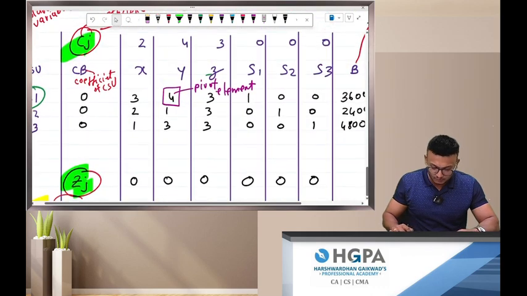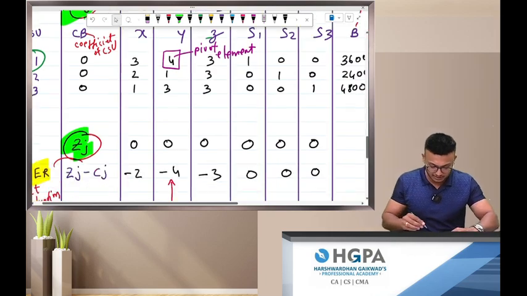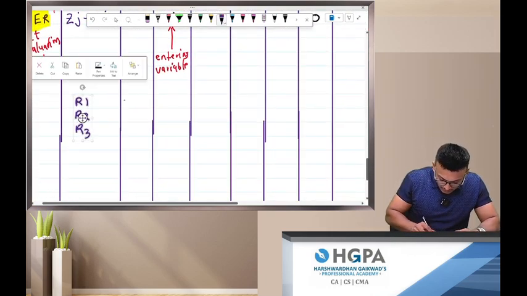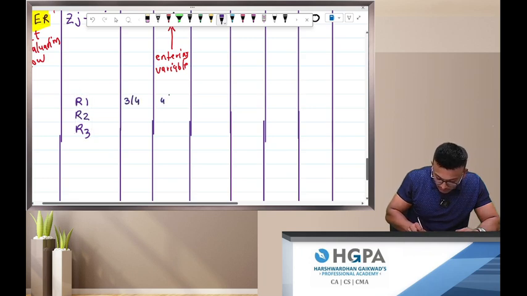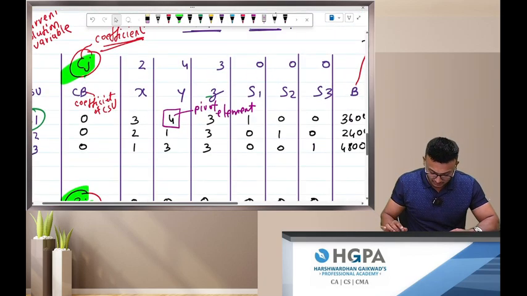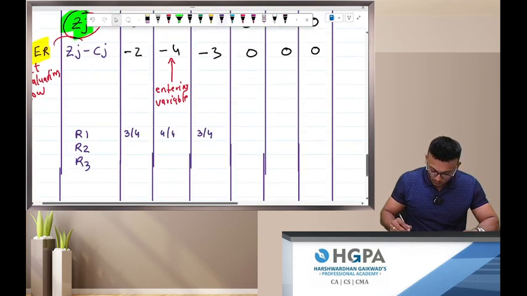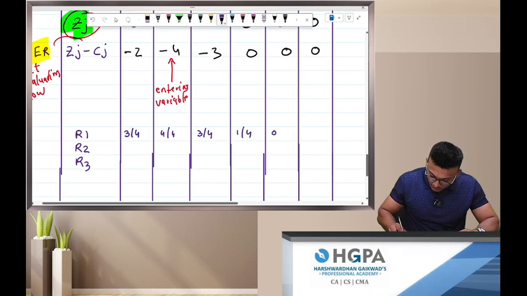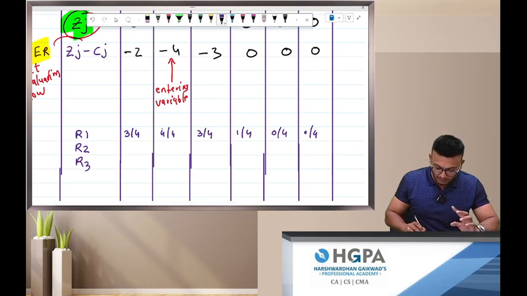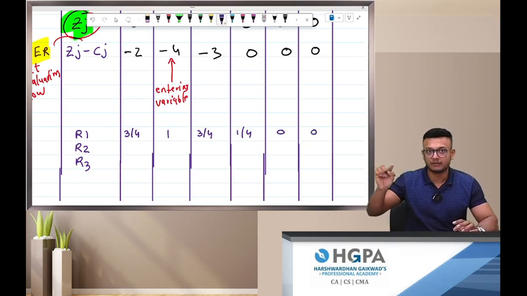So the point is, the moment you find the pivot element, you need to divide by that number. So how do you do it? Sir, this will become 3 divided by 4. This will become 4 divided by 4. Obviously it's 1, I know that, but we'll write everything. This is the first row: 3 divided by 4, 4 divided by 4, 1 divided by 4, 0 divided by 4, and 0 divided by 4. 4 divided by 4 will become 1, 0 by 4 will become 0, and this will become 0. Okay. R2 and R3 will be as they are.